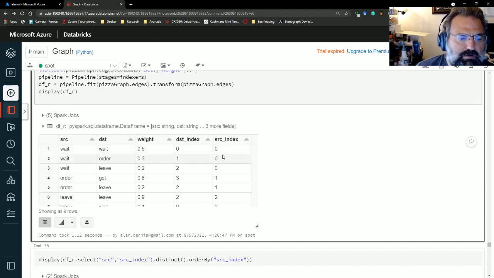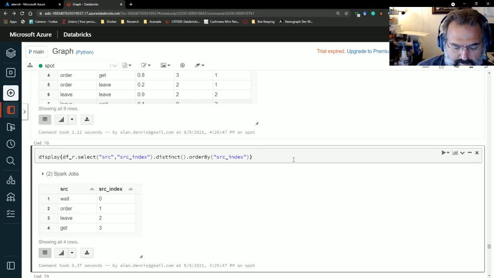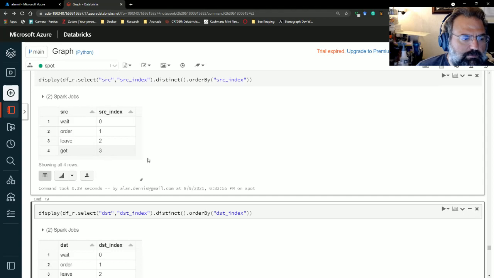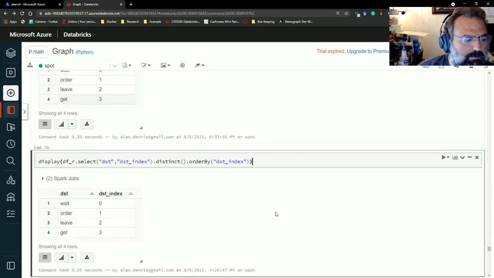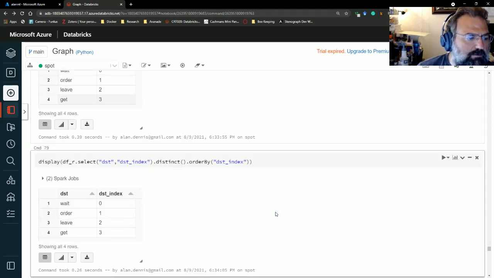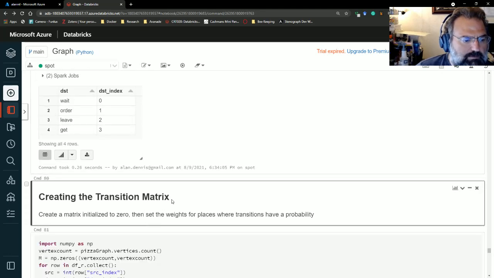So for your destination index and source index, weight to weight is 0 to 0 now. Weight to order is the destination is 1, the source is 0, so it's lining up. Weight is 0, to leave is 2, and so on. So we have basically just turned the strings into numbers. I'm just showing you that same mapping, the decoder ring. 0 is weight, 1 is order, 2 is leave, 3 is get, as in get the food, and making sure that there are no tricks up my sleeves. The same thing is true when we're talking about source and destination. So it is lining up.